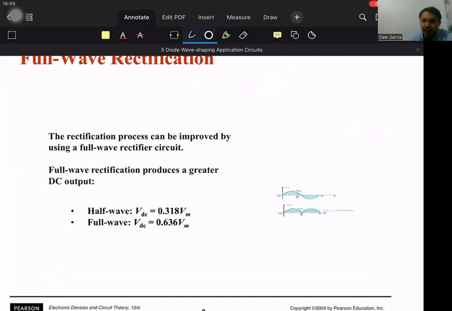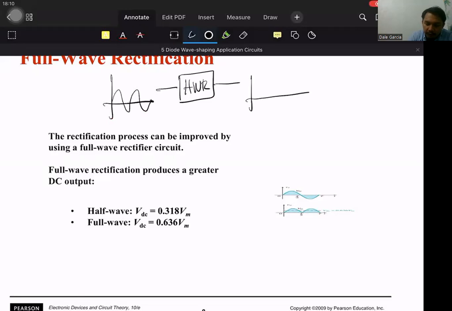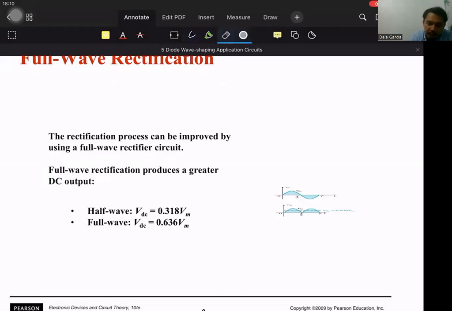So full wave rectification is the same as half wave rectification. The difference is that it passes through not just the first half but also the second half. But much more than that, no? If we have a half wave rectifier and an AC signal here, that is the output. So what about if it is a full wave rectifier? It passes through both cycles of the signal. So this is a full wave rectifier.